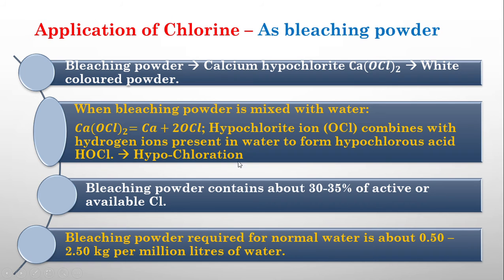So that process is known as hyperchloration. Both this hypochlorous acid as well as this hypochlorite ion will kill all the bacteria in water. This is the process happening when chlorine is added to water, or bleaching powder is added to water. Bleaching powder contains 30 to 35% of chlorine. Normally 0.5 to 2.5 kilogram per million liters of water will be applied. That is the dosage of bleaching powder.